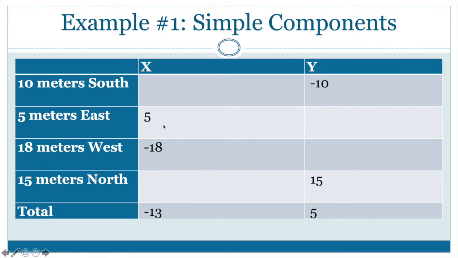All right, now your next step is to add up these columns. The x column is 5 plus negative 18, which gives us a total of negative 13. The y column is negative 10 plus 15, which gives us a total of 5. So that's your next step there. Now moving on to the next slide.